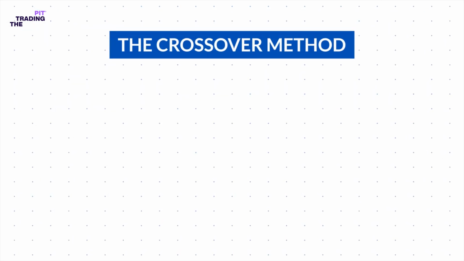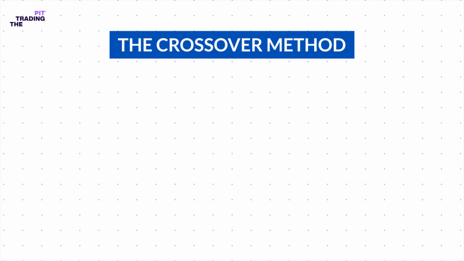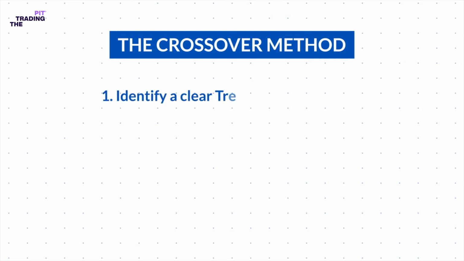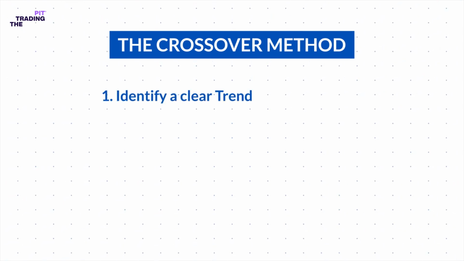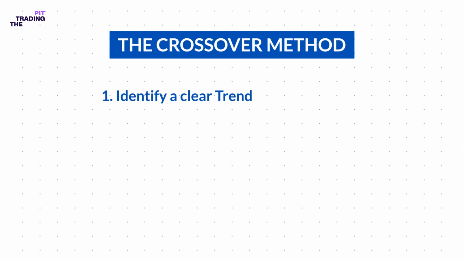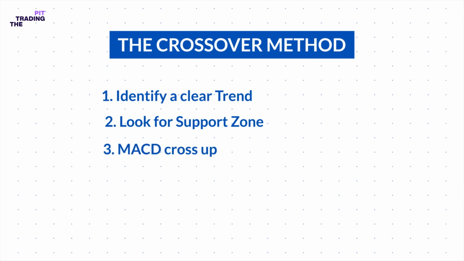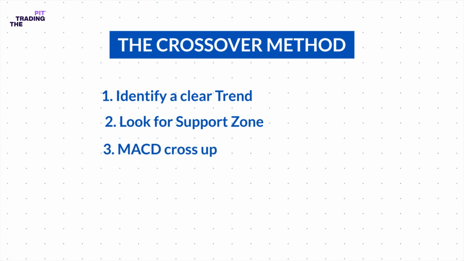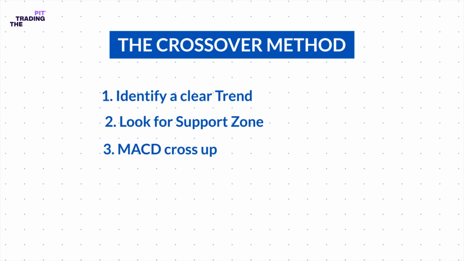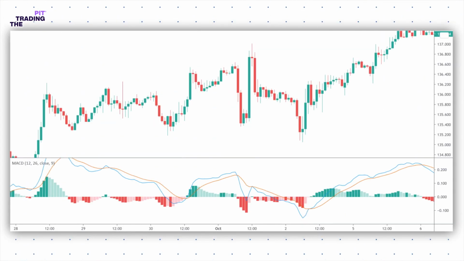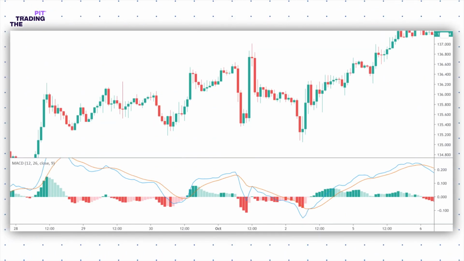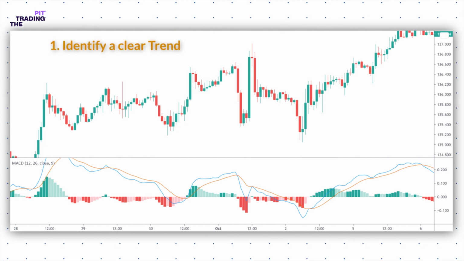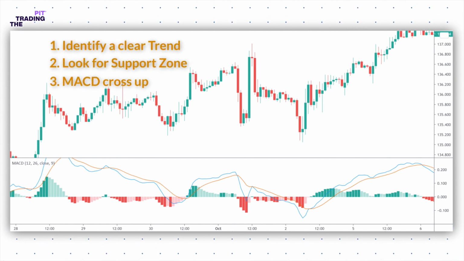So let's get into the strategy using the crossover strategy method. It consists of 3 steps. First, there is a clear trend that is defined. Then there is a pullback in the price to the recent support area. Lastly, there is a MACD cross-up with the histogram moving from red to green. Here we have a chart. So again, those steps are to find the trend, look for support, and then find a MACD cross-up.